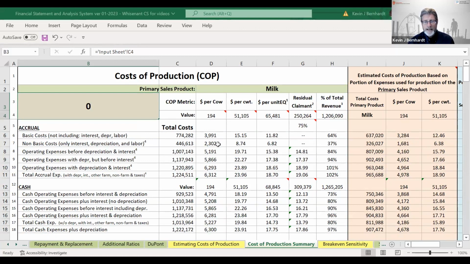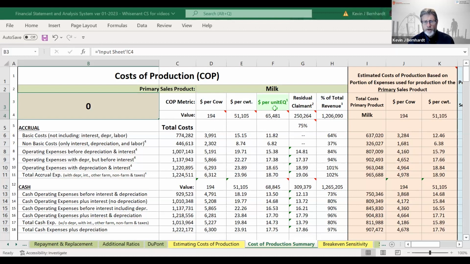Depending on what your commodity is, in this particular case study, we're talking about a dairy. So we're looking at a per cow metric in column D. So this is the cost per cow. We're looking at a per hundredweight, so that's the sales unit in column E. So this is the cost of production per hundredweight. If we had corn, if that was our primary product, these values here would switch to per acre and per bushel. And that switch would automatically happen once you've done your original input information.